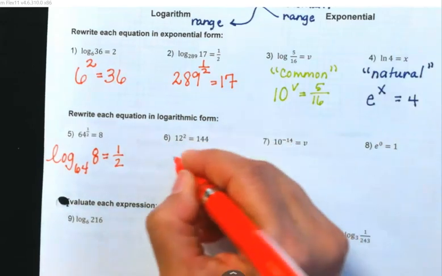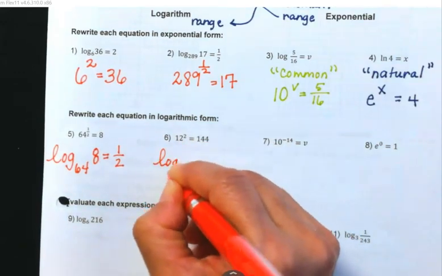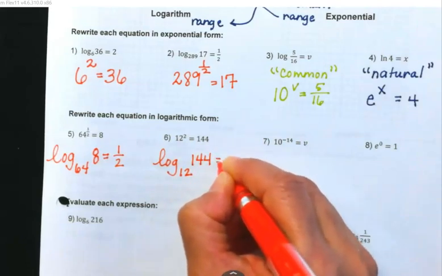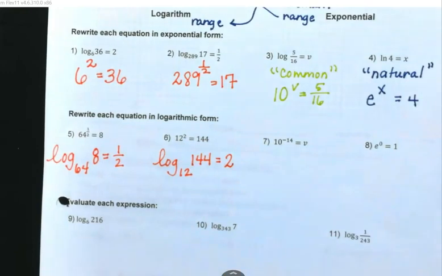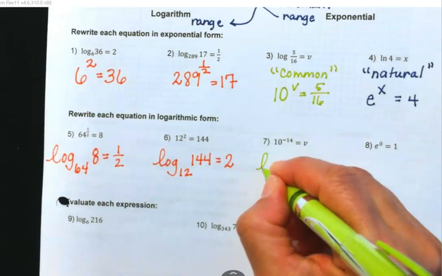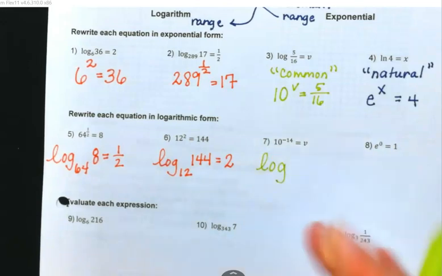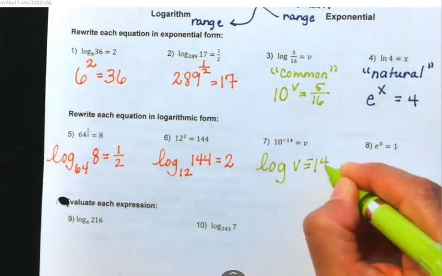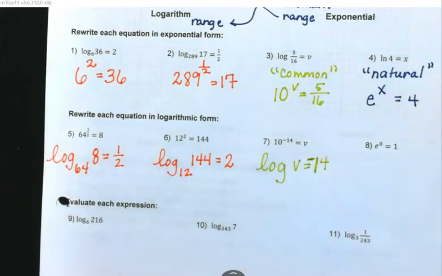All right, let's practice number 6. So this is going to be log base 12 of 144 equals 2. And then number 7 is a common log. Y'all don't write base 10. That looks silly. When it's a base 10, we don't write it. So this is just simply log v equals -14. Equaling a negative is just fine.